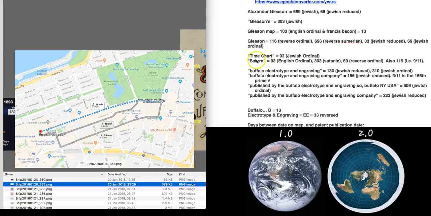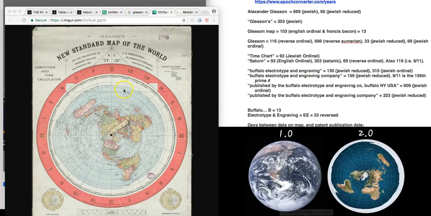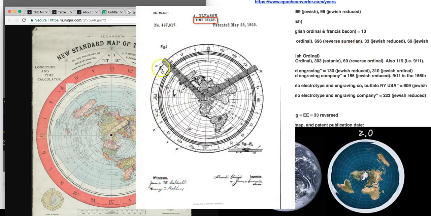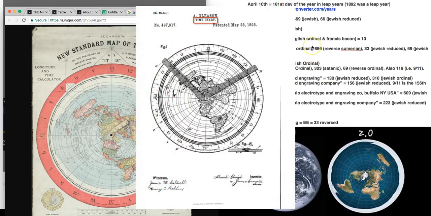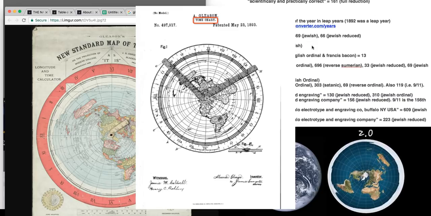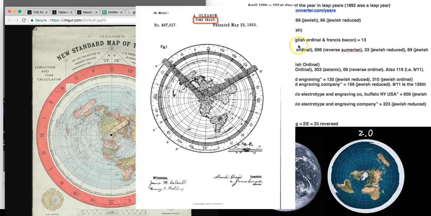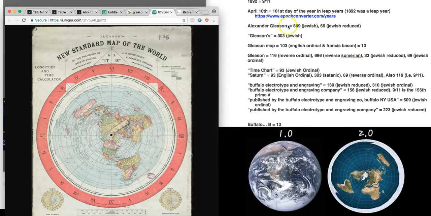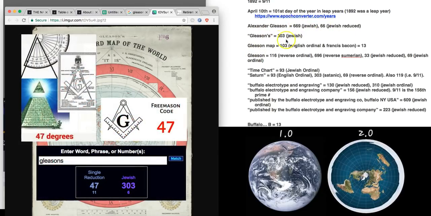There's a lot more here. It's called a time chart on the map. Up here we see, where is it? Well, it's on the patent, actually. You can look up the patent for it. If you search for patent Alex Gleason map, you'll find it. But Alex Gleason, 669 in Jewish gematria, 66 in Jewish reduced. It's 33 or 3 Gleasons. So you got the 33 right at the top here.